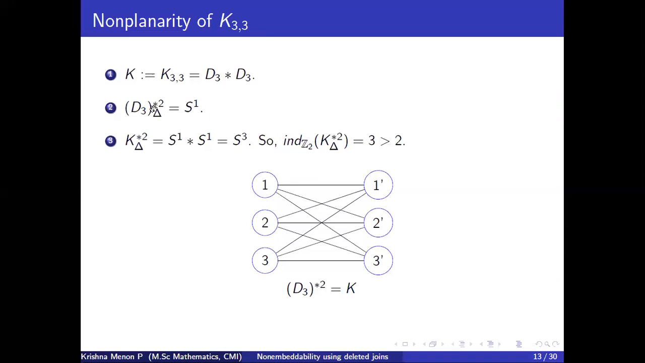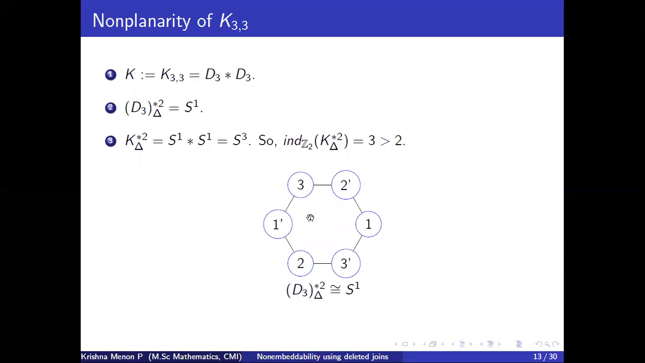And then the second thing is that the deleted join of D3 is S1. So how do you get the deleted join? From the join, you have to remove these three lines, right? 1, 1 dash, 2, 2 dash, 3, 3 dash, when you're choosing the same thing from both. And when you do that, you can see that what you're left with is a circle. Okay, so if you rearrange the vertices, you can see it better. It is a circle S1.